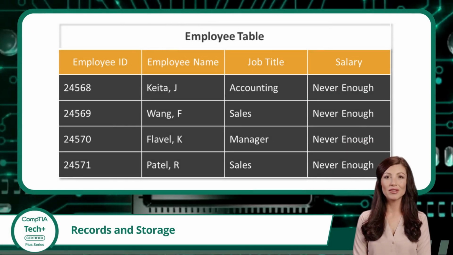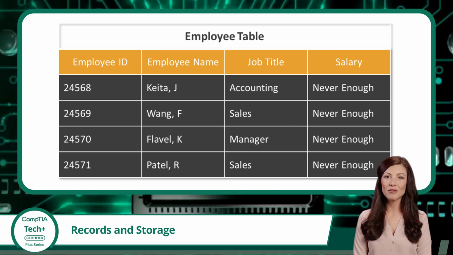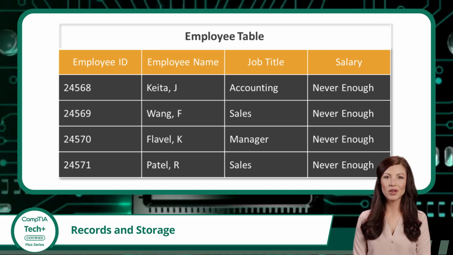In a human resources database, an employee record might include fields such as the employee ID, employee's name, job title, salary, or any other necessary information pertaining to each employee. Each record would therefore represent a unique employee within the organization.